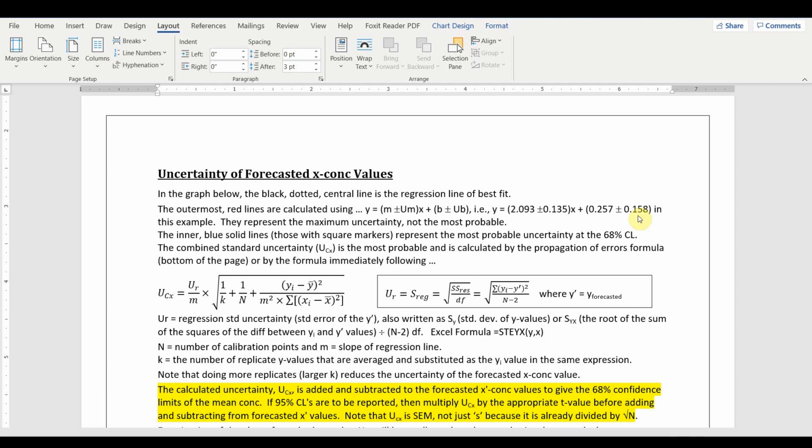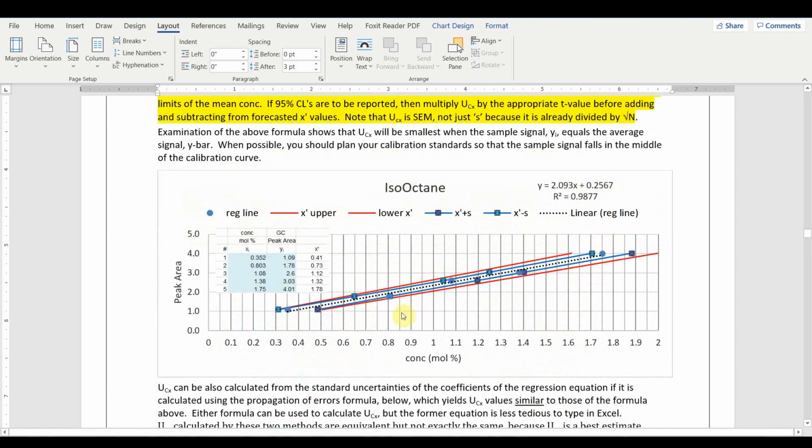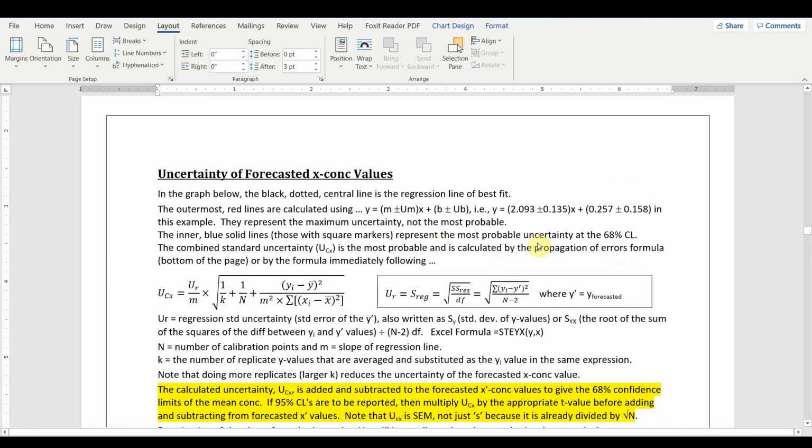Now these upper and lower red lines represent the maximum uncertainty. They're not the most probable. Take a look at the graph. These inner blue lines are the most probable uncertainty at the 68% confidence level. And the combined standard uncertainty of the concentration would be the most probable, and it is calculated by the propagation of errors formula at the bottom of the page, or the one shown right below here. We're going to go to the bottom of the page first and talk about that, and then we'll come back and look at this alternate calculation.